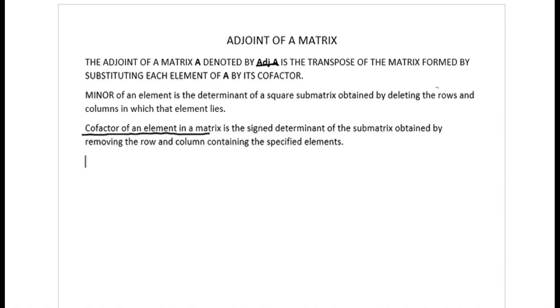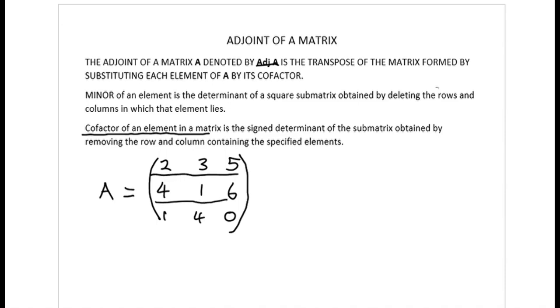So if I'm given a matrix A equal to, this is a 3 by 3 matrix: 2, 3, 5, 4, 1, 6, 1, 4, 0. We can see that it has 1, 2, 3 rows and 1, 2, 3 columns. So this is a 3 by 3 matrix.